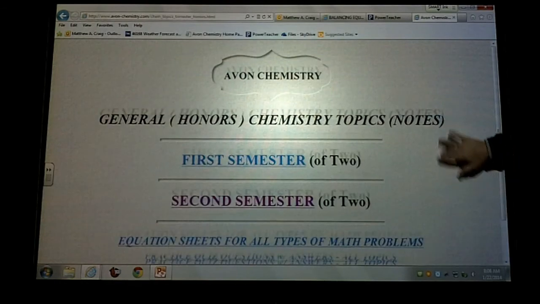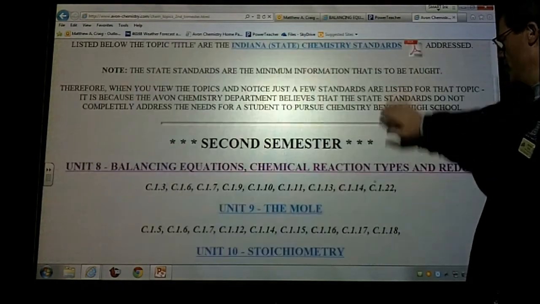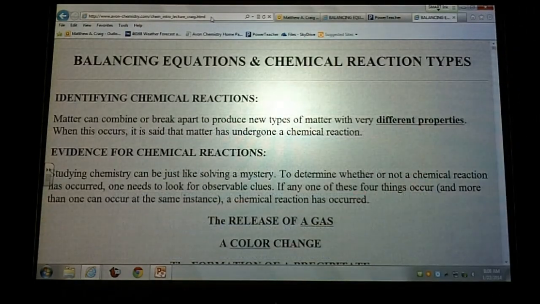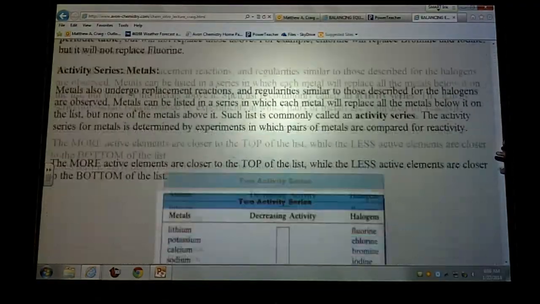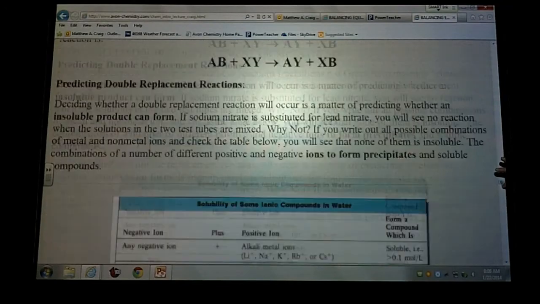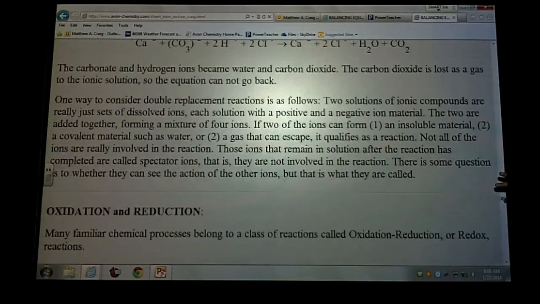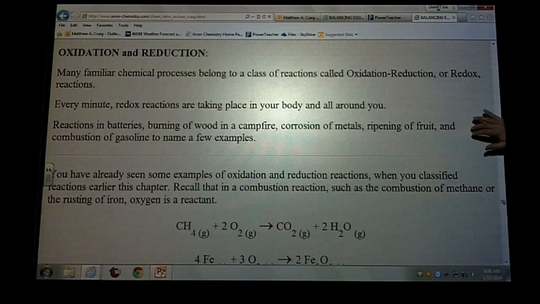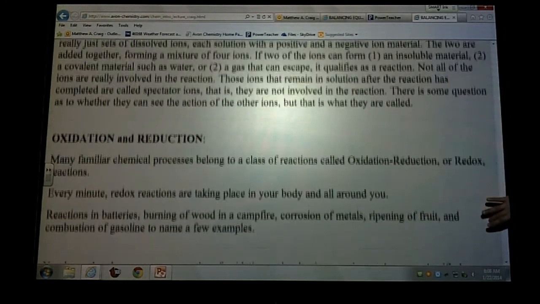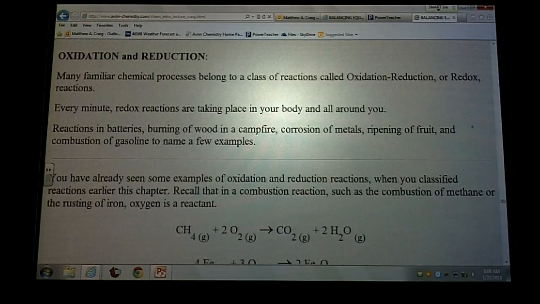All right, so go ahead and take your notes out. And let's see here. All right, where it says oxidation reduction. So it's right after the double replacement. Okay, there it is. So I'm not sure what page that's on. Oxidation and reduction. Somebody, 17? Okay.